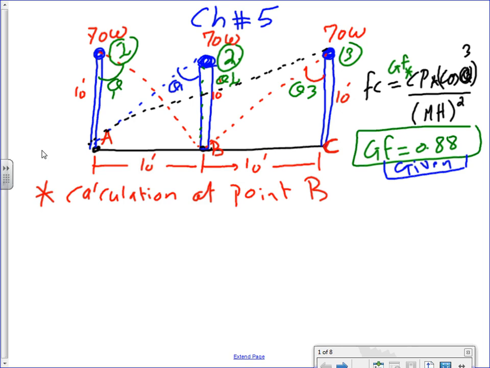Okay, so what do we need to do? We need to find the foot candle at point A, point B, point C. The formula that we're going to be using, guys, is foot candle equals CP, candela power, times cosine theta to the power 3, divided by the mounting height squared, times the GF, which is called the guarding factor. Do you remember the maintenance factor that we did yesterday, guys? Think of the guarding factor as being like a maintenance factor, except when you have a lighting fixture outside, they put a guard on it.